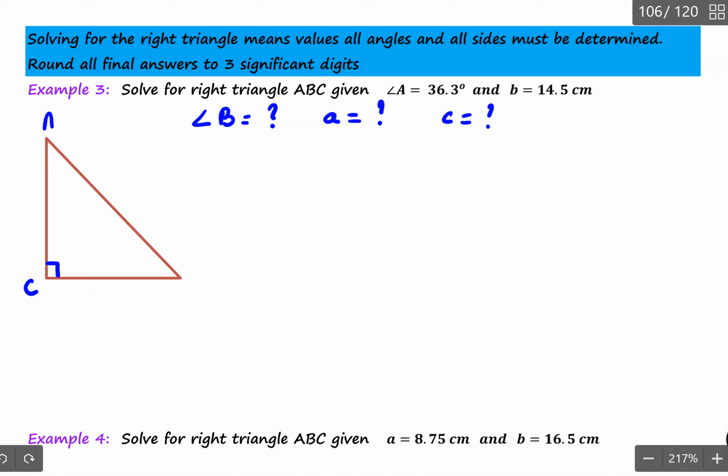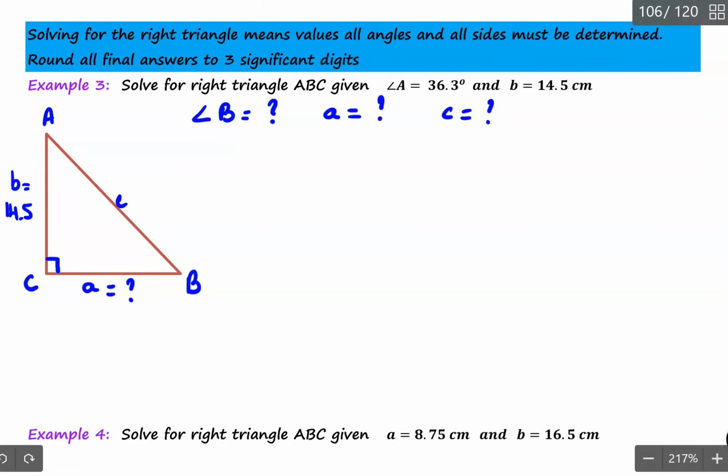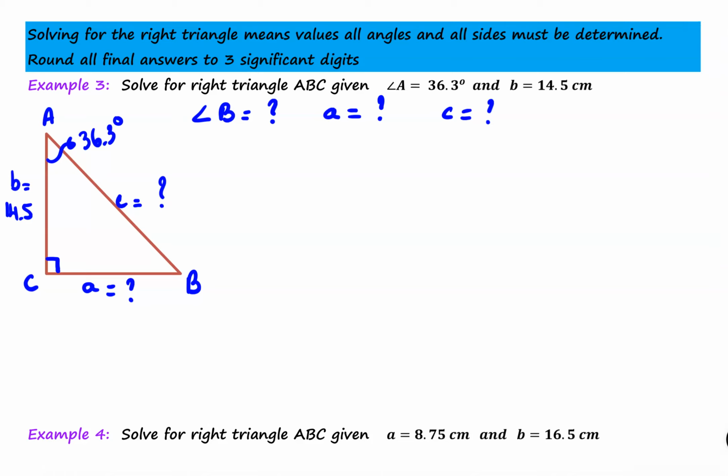Okay, so here is the A and the B. Opposite to A is a small letter a, which is the one that I have to look for. And opposite to B is a small letter b, in this case equal to 14.5. So it's very important that we label our triangle correctly. And C is the hypotenuse, and I have to find C in this case. And A is given to me as 36.3 degrees. Therefore, I have to solve for the angle B. Okay, so let's start by solving for the angle B.